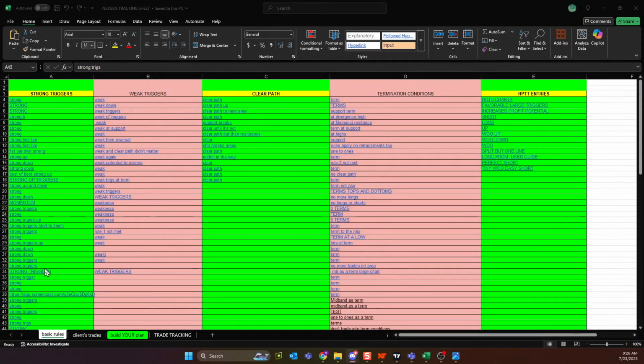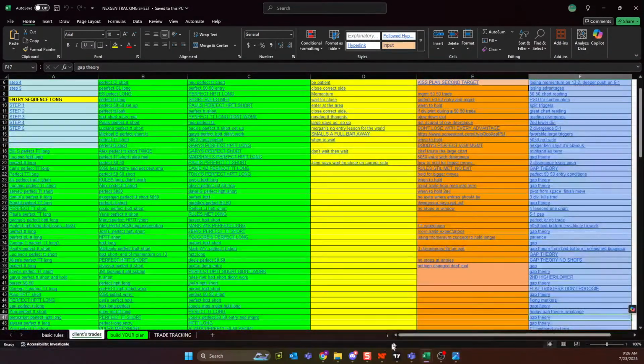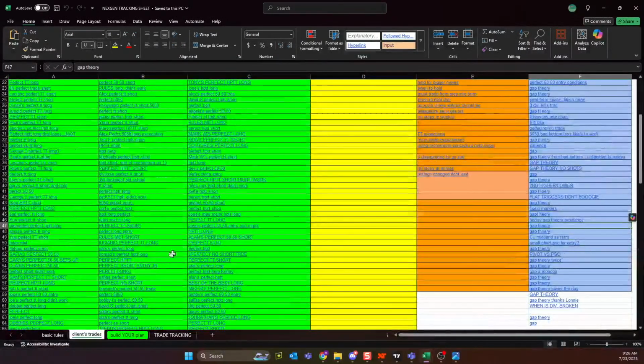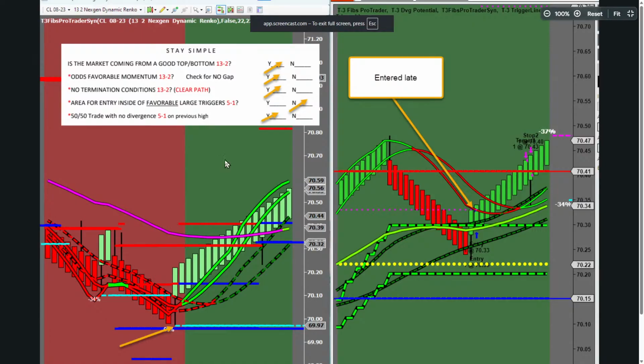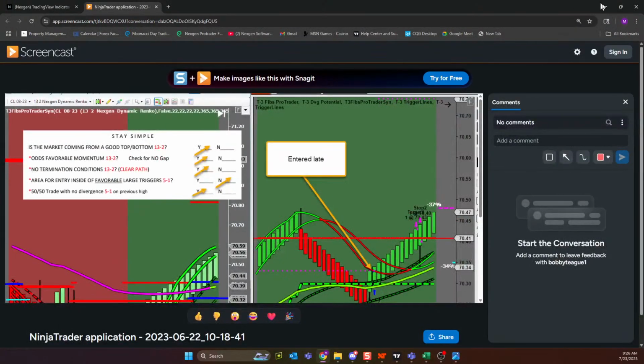There's all the pictures of strong triggers, so you always know what it looks like to have that first rule met. There's also pictures of weak triggers so that you know what it looks like when your rule isn't met. Same with clear path, terminations, and entries. Well over 500 pictures of Nexgen users taking trades, posting them in the room, getting feedback, and what you'll find is if you start clicking on all these pictures, you're going to see a recurring theme. Momentum, at least the potential to break, pull back to areas inside of triggers, guys. And this is your recipe for success as a brand new user.